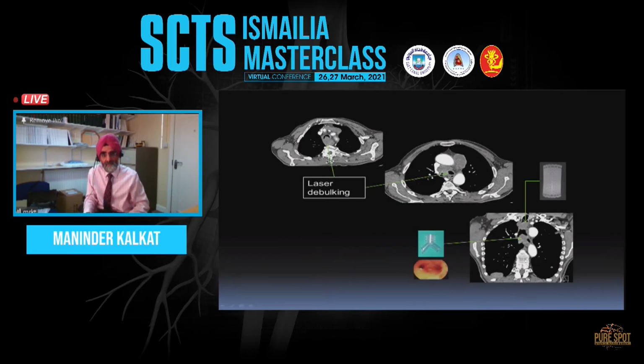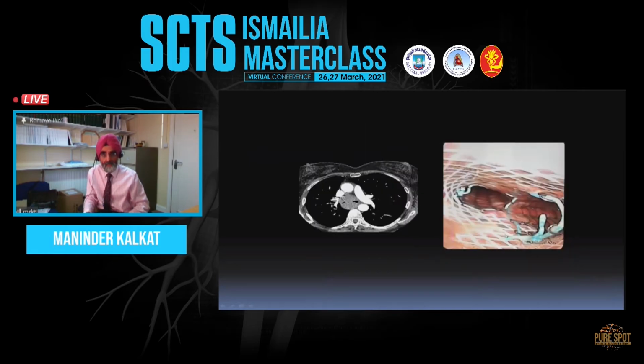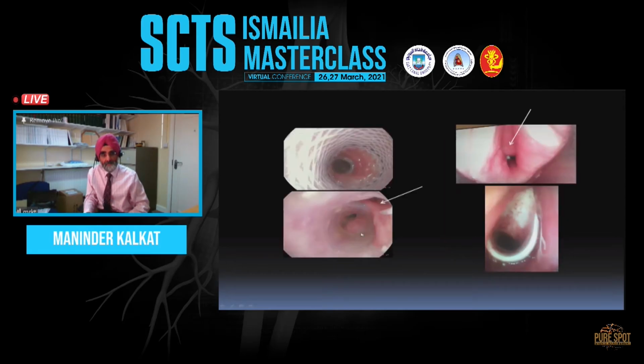So this is an example which I showed you. This is a patient who had a tumor there, laser debulked it, and then you placed a silicone stent higher up in the trachea, and you put a Y stent in the carina, as you can see here. Or you can put a separate stent in the trachea and two separate stents in the main bronchi. This is another example where you have put a Dumon stent, and you have made a hole corresponding to the right upper main bronchus.